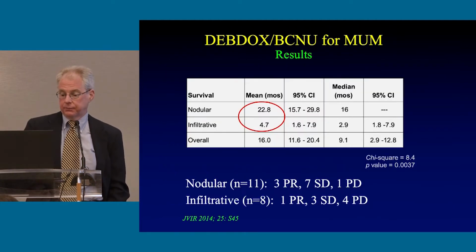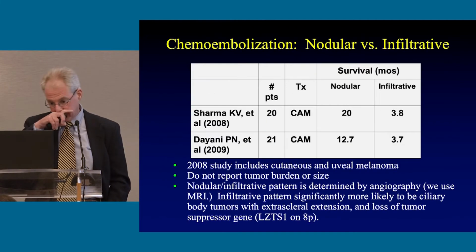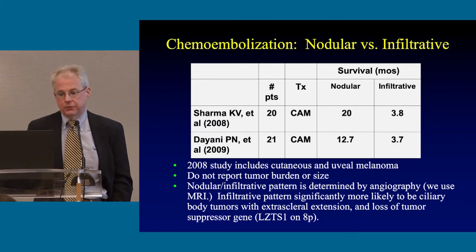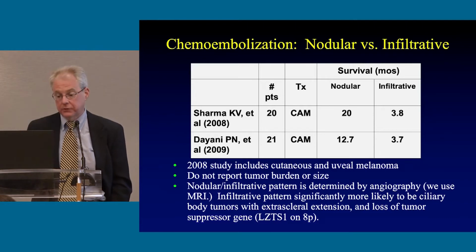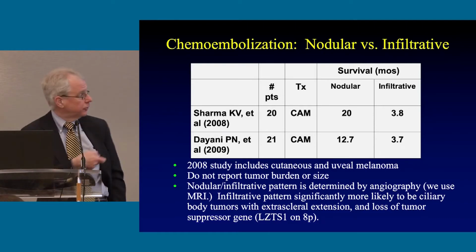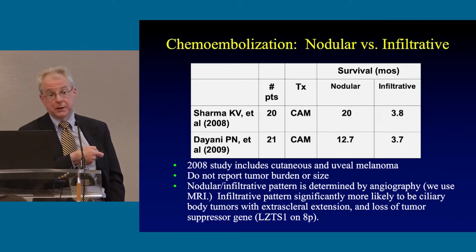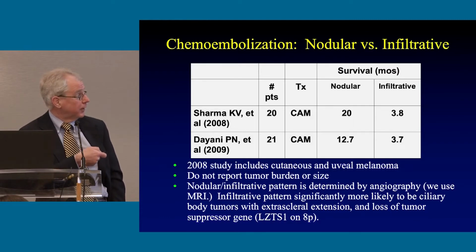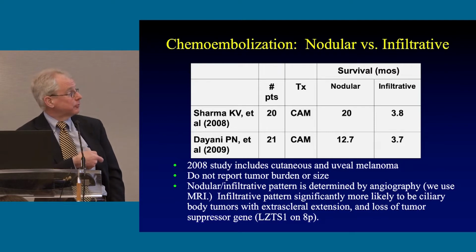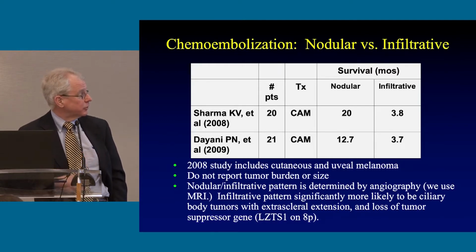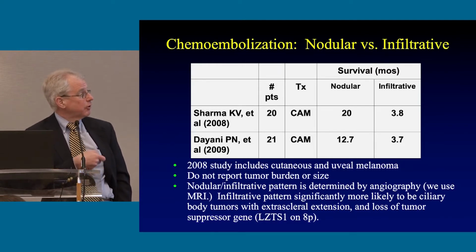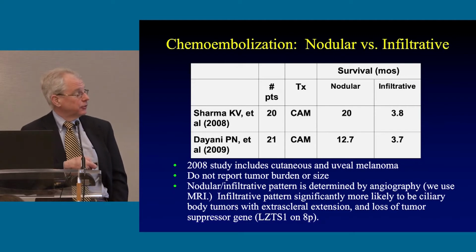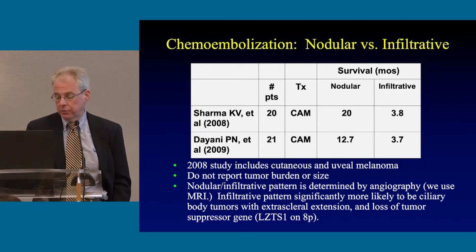And the difference in survival between nodular tumors and infiltrative tumors has also been suggested by others. This first paper includes skin melanoma patients, which is a part of why the disparity in the overall survival. Both these papers are from the same group, but these are patients just with eye melanoma, and they were trying to associate the difference in this pattern with some of the chromosomal differences.